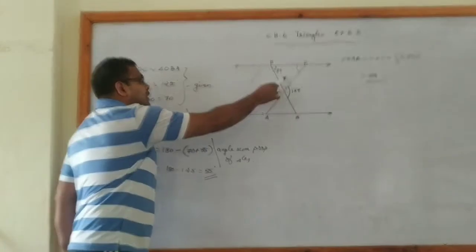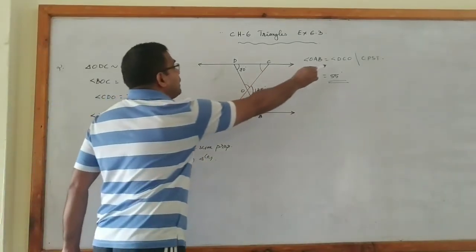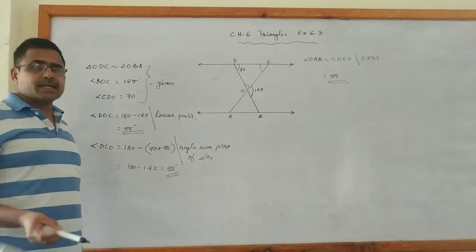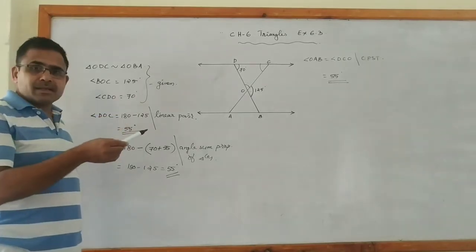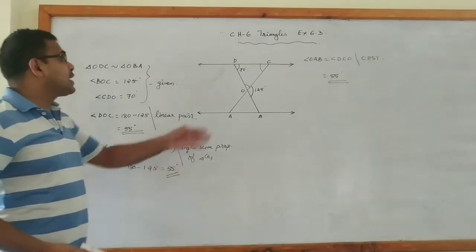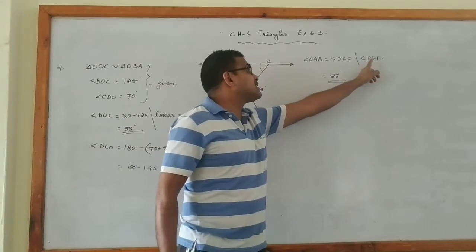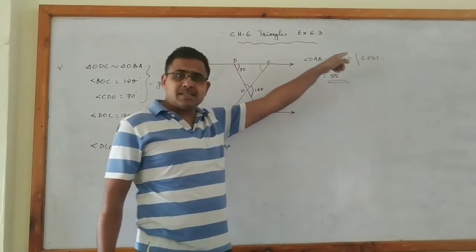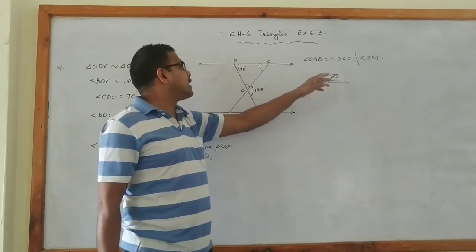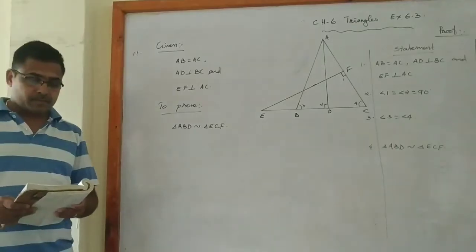Now you see, it is already given that these two triangles are similar. That is why angle OAB and angle DCO will be equal to each other. Corresponding angles of similar triangles are equal. That is why we can say these two angles are equal. Reason is CPST. The full form of CPST is corresponding parts of similar triangles. Again we are getting 55 degrees. Now we got the three answers.